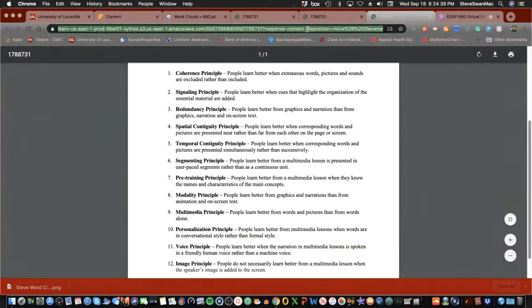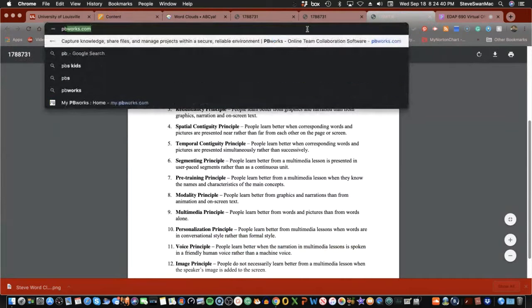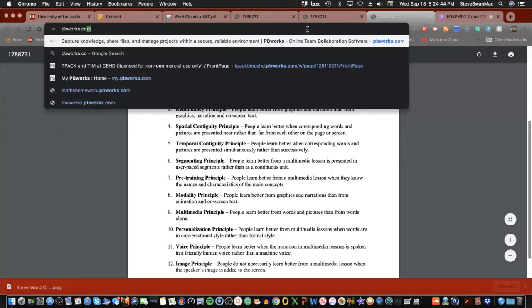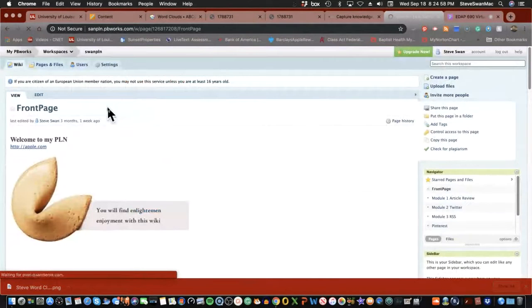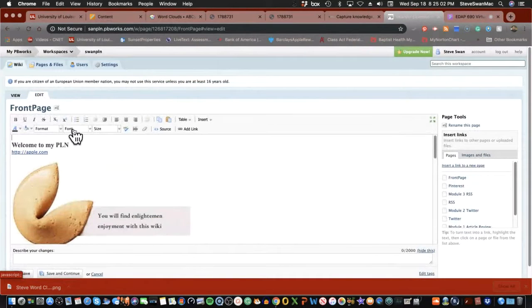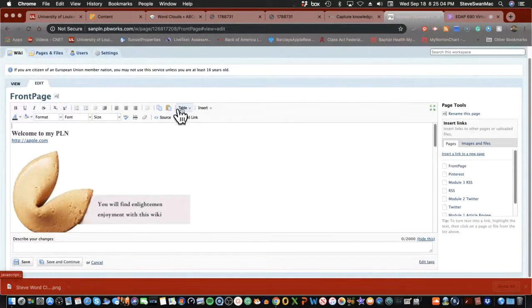So now I'm going to jump out of here, and we're going to go to PBWorks. Good old PBWorks. And I'm going to log in to my PBWorks wonderful database of wikis. Let's see. I've been playing around cleaning this one up. Right. Okay. First thing we need to know is we have to turn on the edit so things will work.